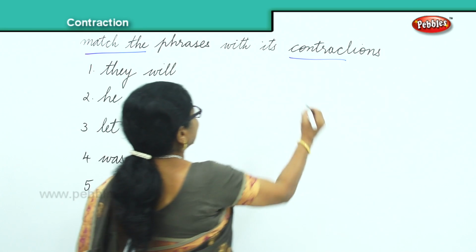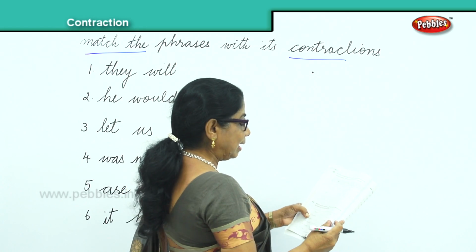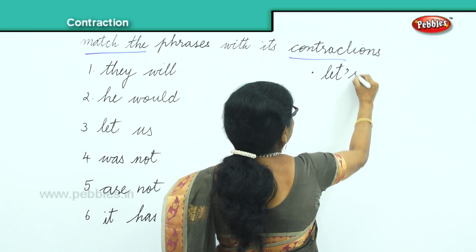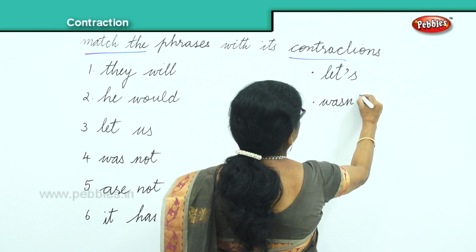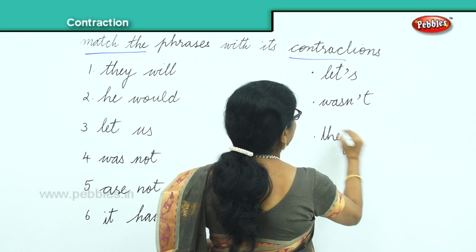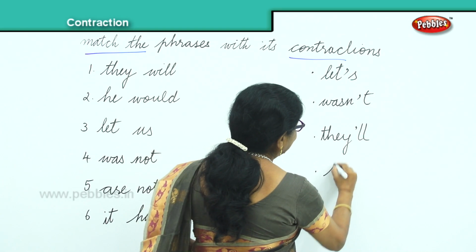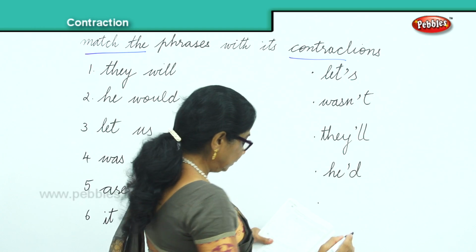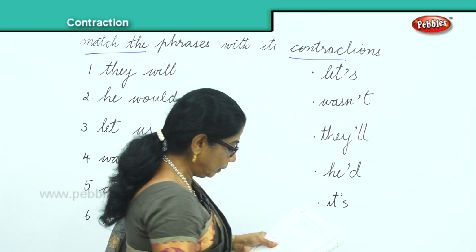Now, I will write the contractions for you to do the matching. Let's, wasn't, they'll. Then you have he'd. Then you have it's, and finally we have aren't.